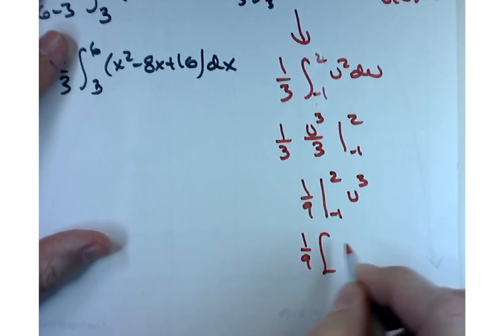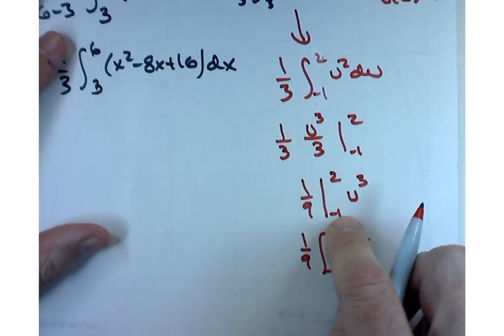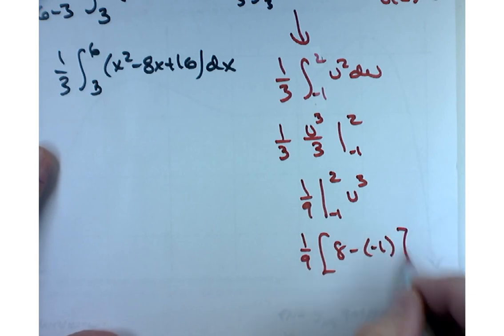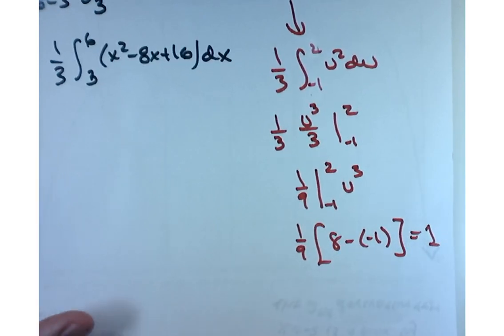So 1/9, 2 cubed is 8, minus -1 cubed is -1. So, wow. I think we're going to get a 1. Nice.